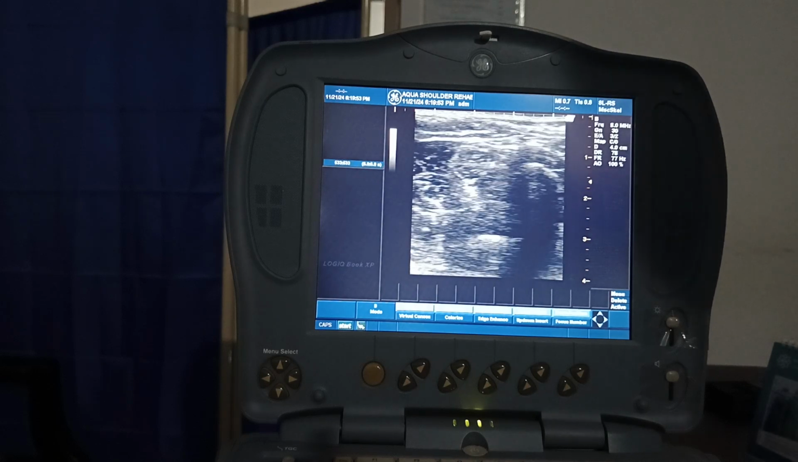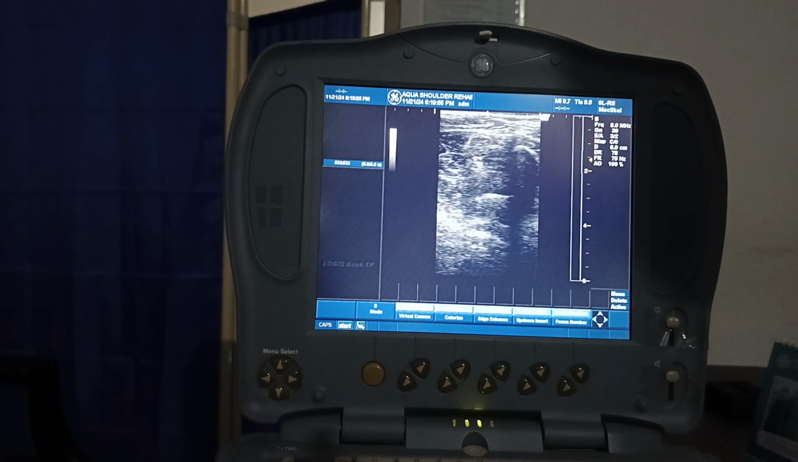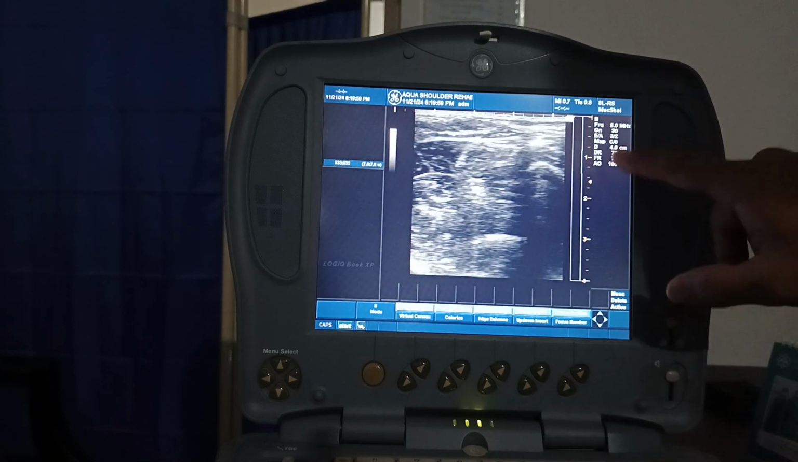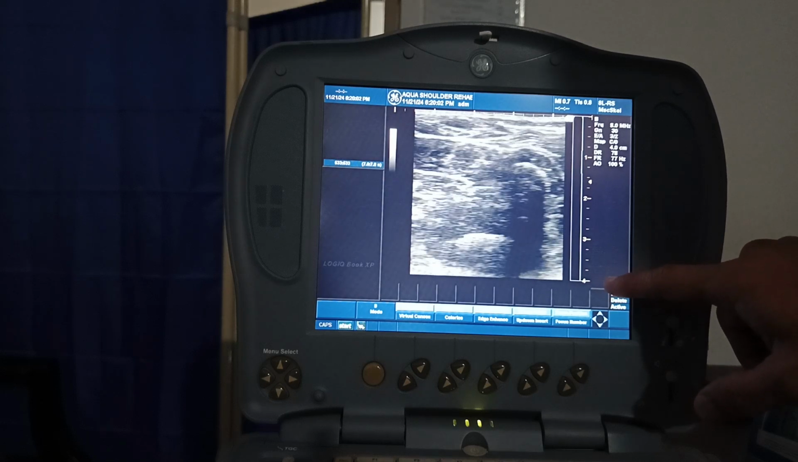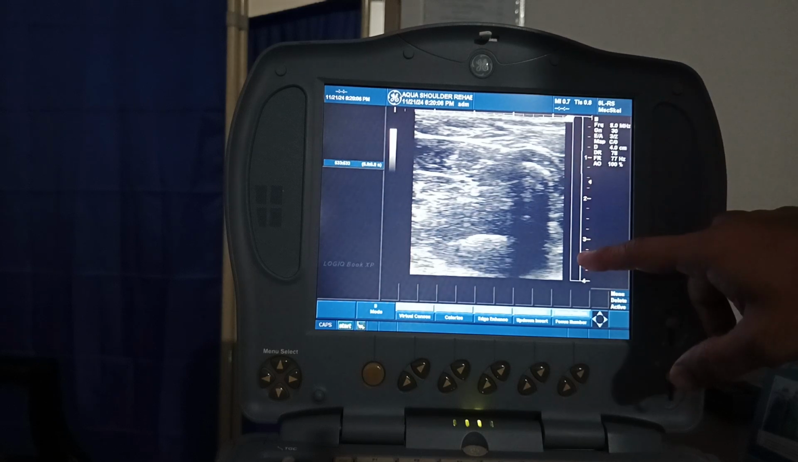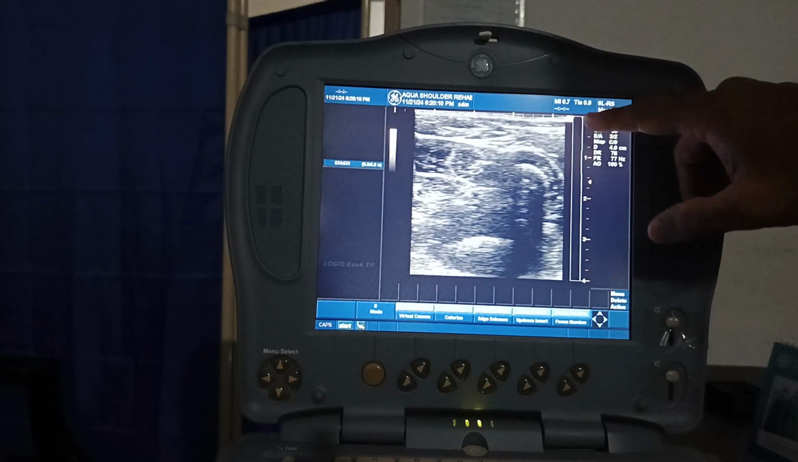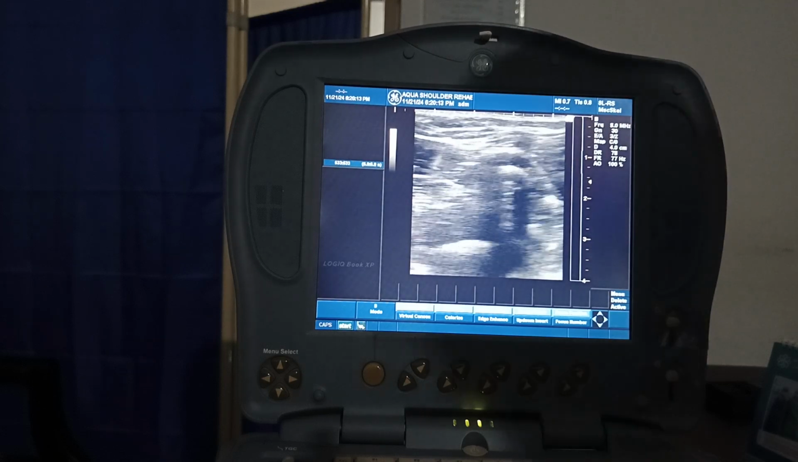Now, just like a camera, we can adjust certain things. For example, right now I'm adjusting the depth. As you can see on the screen, it is set to 4 centimeters. Now this is 4 centimeters deep, this is superficial and this is deep, this is the right lateral and this is the left lateral. This probe marker can tell us where our probe is.